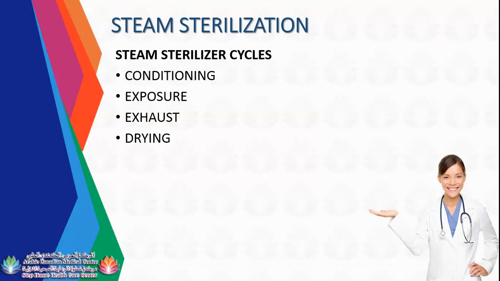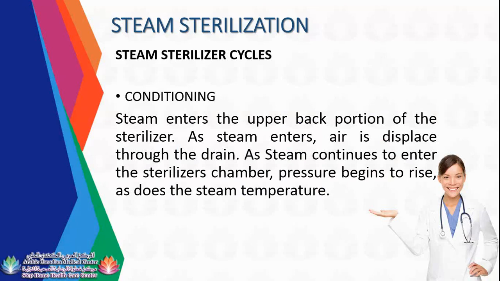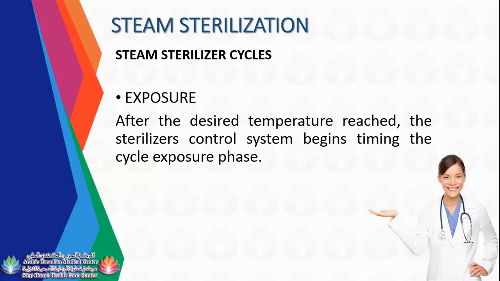to dry the instruments. For conditioning, steam enters the upper back portion of the sterilizer. As the steam enters, air is displaced through the drain. As steam continues to enter the sterilizer chamber, pressure begins to rise, as does the steam temperature. For exposure, after the desired temperature of 121 to 135 is reached, the sterilizer control system begins timing the cycle exposure phase, which is 3.5 to 5 minutes.